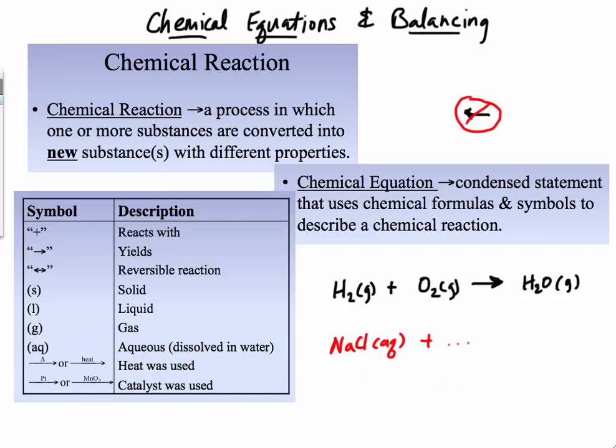The other notations is that we sometimes put things above the arrows. These aren't too important, but if in order for this reaction to happen I might have to add heat, I could either write the word heat, or sometimes we use a little triangle. Now catalysts, hopefully you know catalysts speed up chemical reactions. We'll talk more about catalysts as we move along.